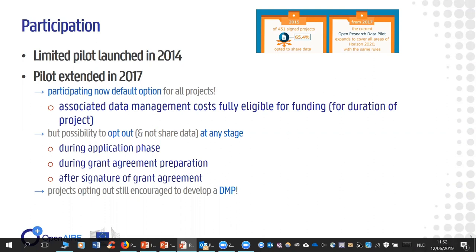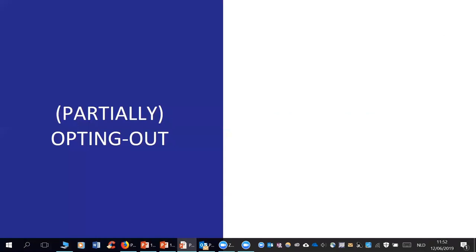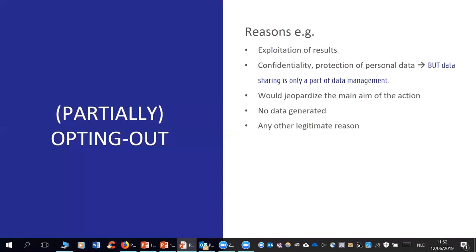Just write down, okay, this is the data I'm going to generate and this is how we're going to handle it. Opting out, you have to give a good reason for this opt-out. It can be exploitation of results, confidentiality or protection of personal data, sharing data not being part of data management if you have no data, or any other legitimate reasons. During evaluation, there's no negative impact. Whether or not you opt out of the data pilot is not an evaluation criterion. Of course, you have to give a good reason for that.